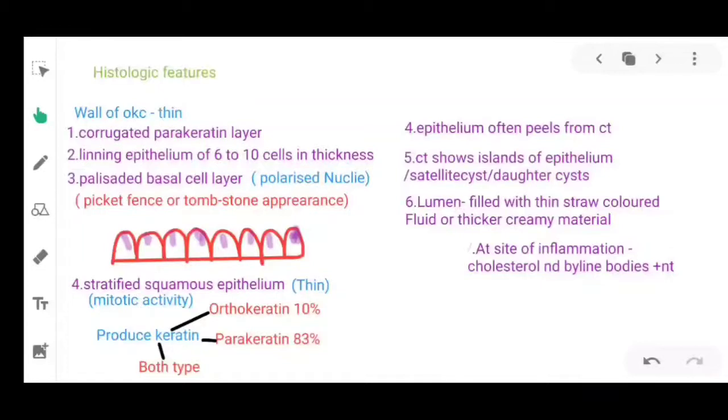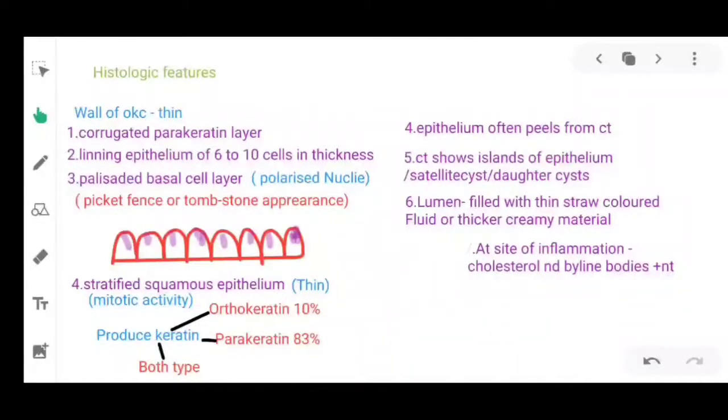Now this epithelium is stratified squamous epithelium which is thin and has high mitotic activity. That is why it is 6 to 10 cells in thickness. Now this epithelial cell produces keratin. It produces orthokeratin in 10% of cases, parakeratin in 83%, and both types of keratin are seen in 7% of cases. Often this epithelium gets peeled off from the connective tissue. This is one more point, but these three are the very important, characteristic features.